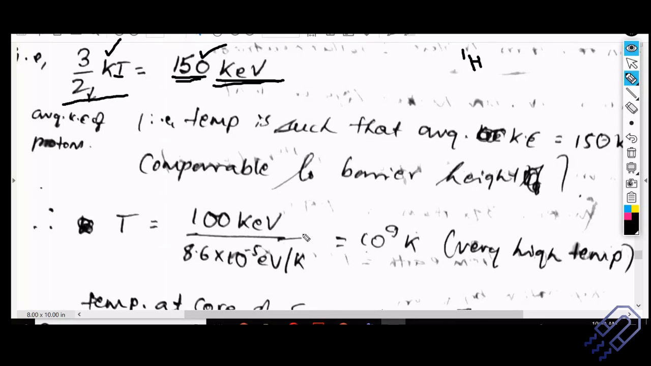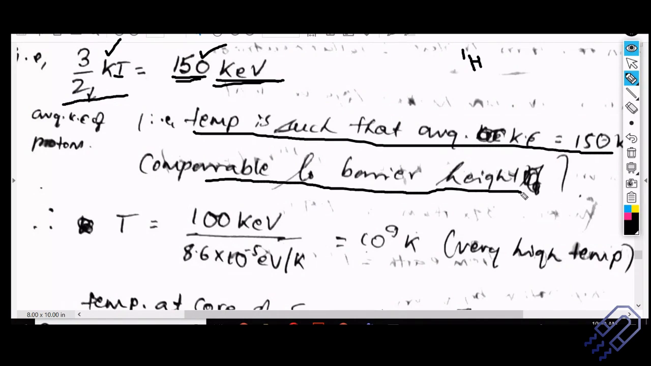So in a single line, the temperature is such that the average kinetic energy should be comparable to the barrier height of 150 keV. The idea is simple: put in some energy, and it should overcome that barrier height.